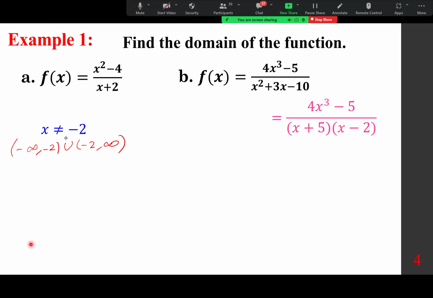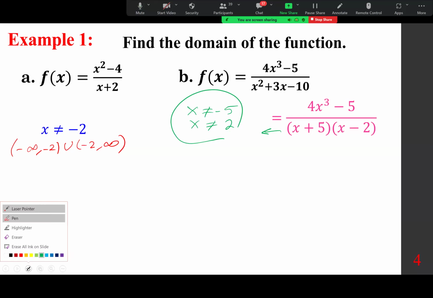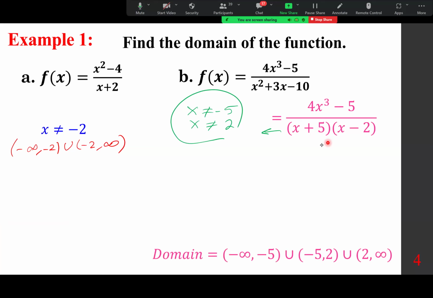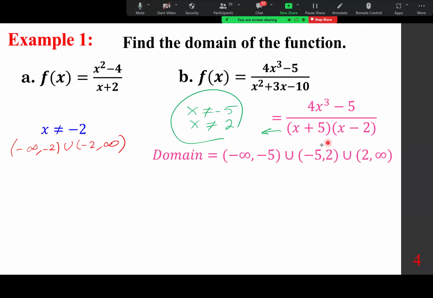So if we want to go with this method, we would write x can't be negative 5 and x can't be positive 2. However, a proper way of writing it is using interval notation. So you're going to say minus infinity to minus 5, union minus 5 to 2, union 2 to infinity. This is the proper way of writing it.